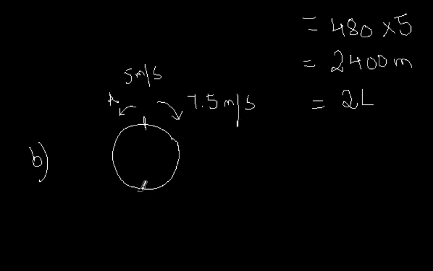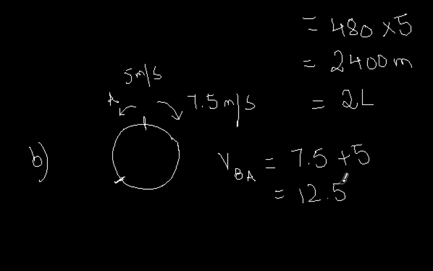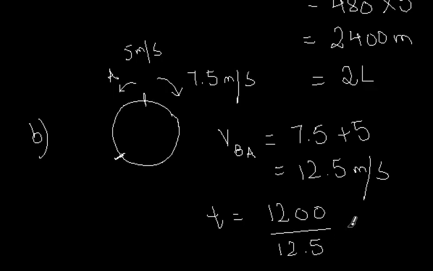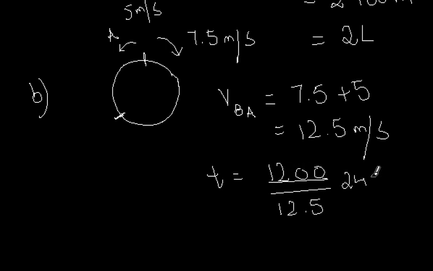Now here clearly they will meet some place here, because A is moving here and B is moving here, so they will meet some point here on the circular track and not on the starting point for the first time. Now here the relative speed of B with respect to A is 7.5 plus 5 meter per second, which is 12.5 meter per second. So here the time would be 1200 upon 12.5. Now if we simplify this, we have 240, 2.5, and we will have 48. This will come out to be 96 seconds.